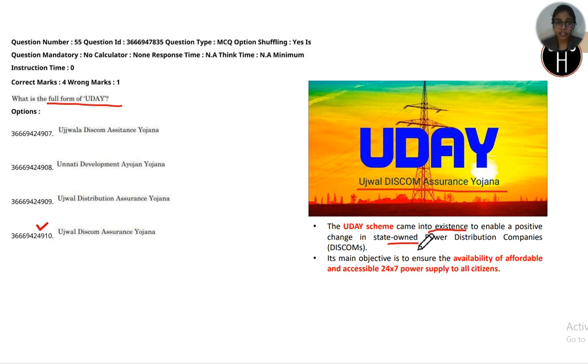So UDAY was launched to give affordable power for all, at a lower rate, and accessible, so that every citizen in every village or every place may get access to power supply 24 by 7. This was the aim of the UDAY scheme, whose full form is Ujjwal Discom Assurance Yojana.